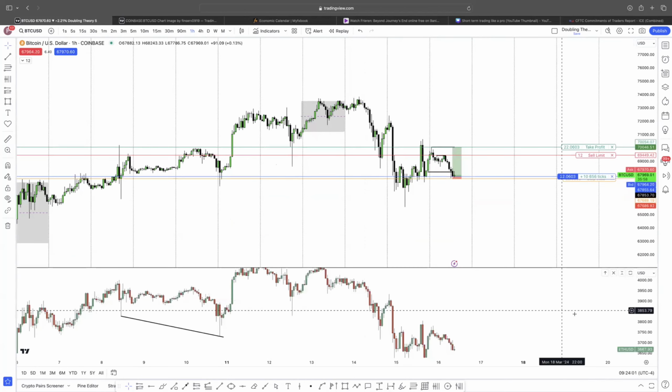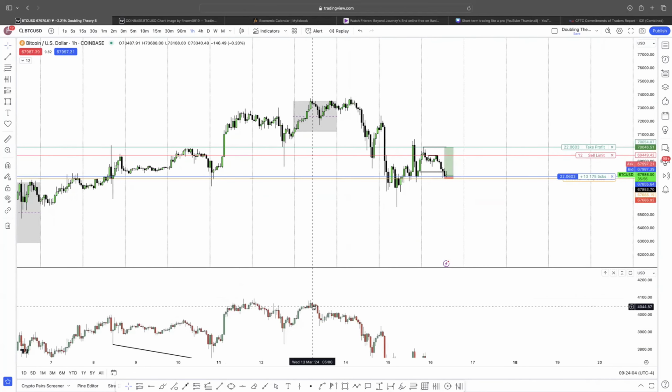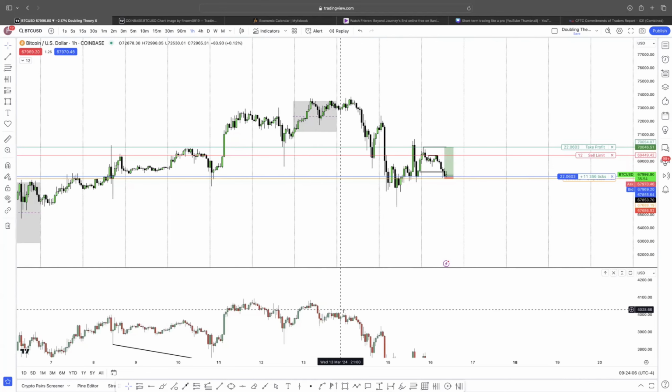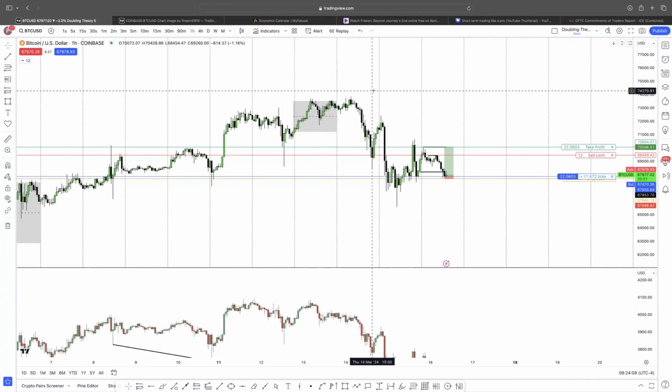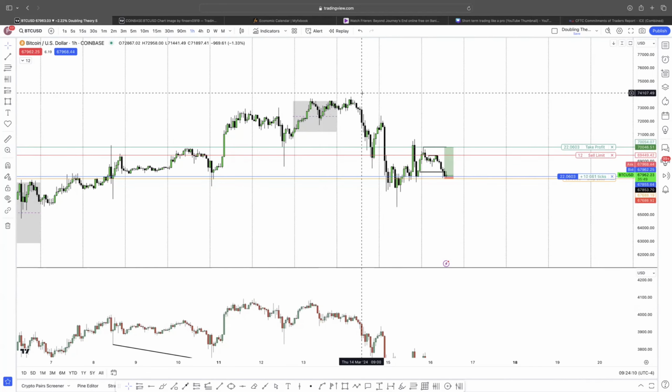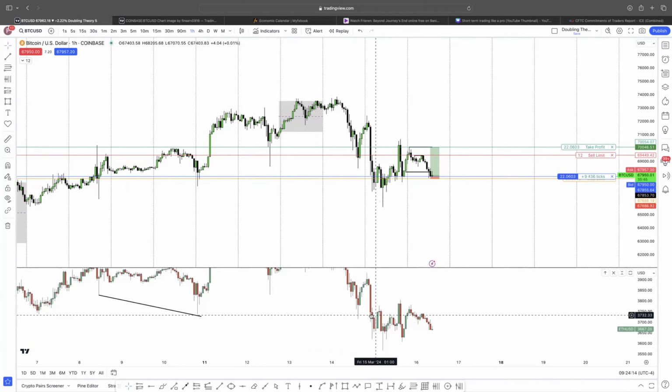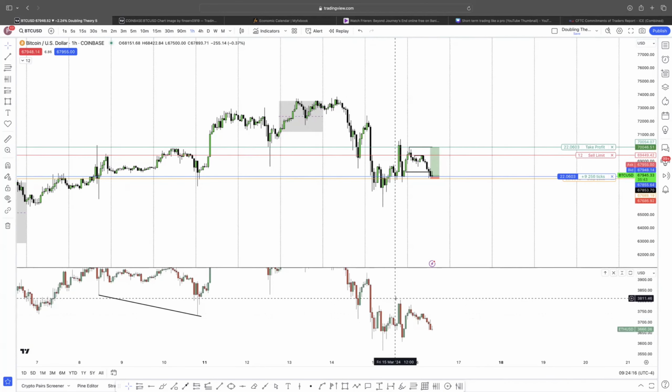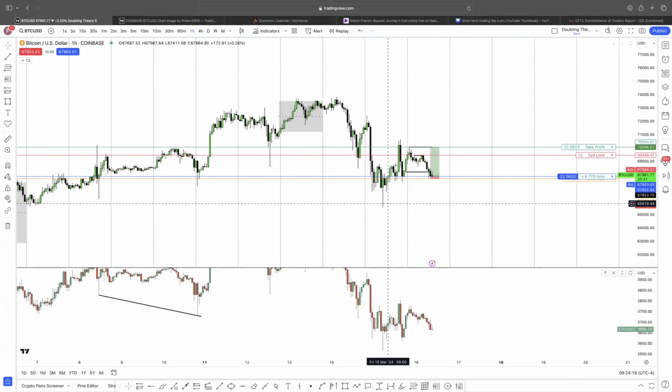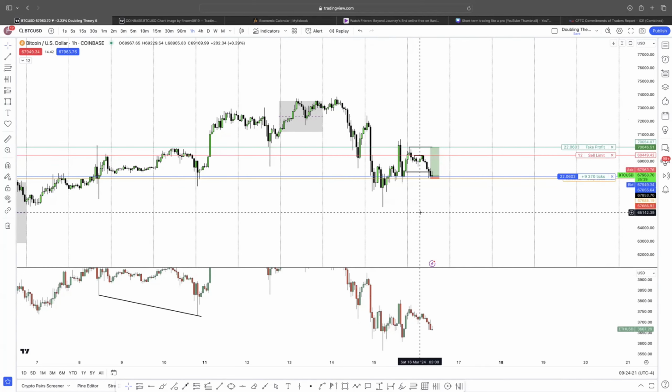Do we have SMT divergence at the highs? Yes, right? See, Ethereum makes a lower high while Bitcoin makes a higher high. So yes, we do have SMT divergence. But how am I going to capitalize on more sells? Well, I want another SMT divergence. You know what I'm saying? I want price to take out a daily high and then go down.